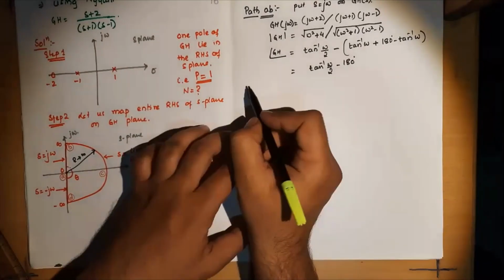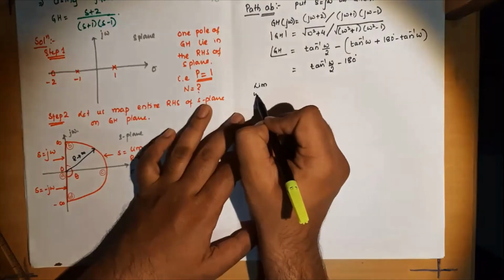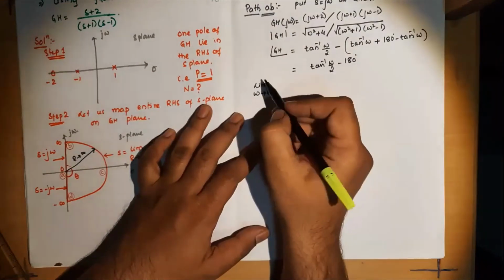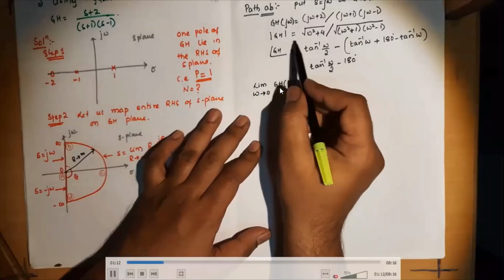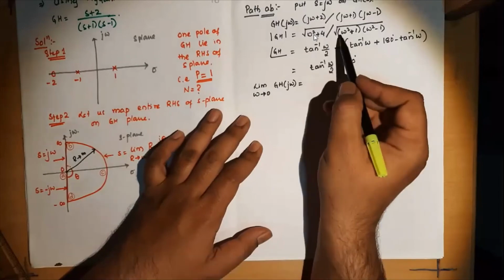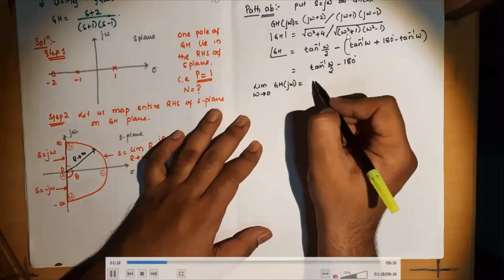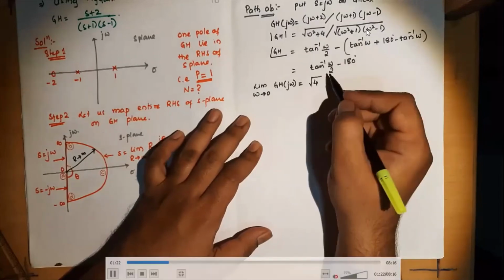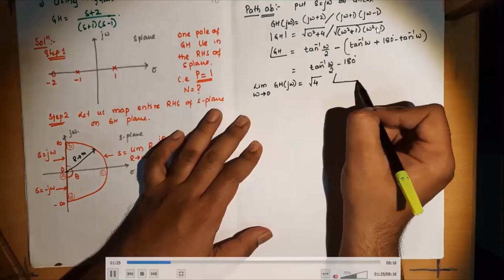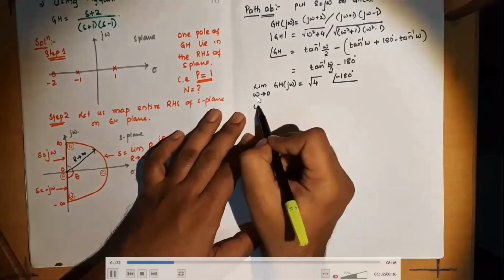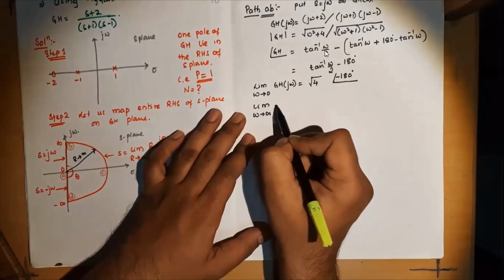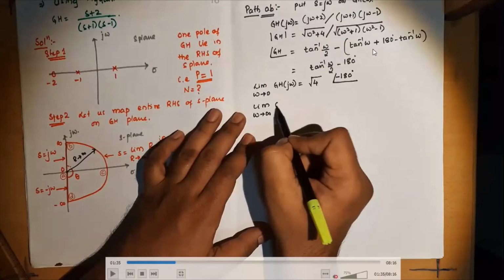Please hold on, we're about to end in 5 more minutes. So for path AB, first I will substitute limit omega tends to 0 in GH of omega. So what is gain? When omega tends to 0, gain is square root of 4 divided by square root of 1, because this is 1 into 1 plus 1. So it's square root of 4. And phase angle, when omega equals 0, we have tan inverse of 0 minus 180. Because tan inverse of this cancels, we have only minus 180 here.